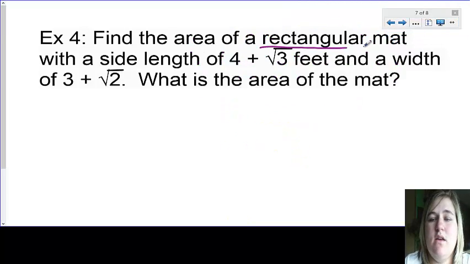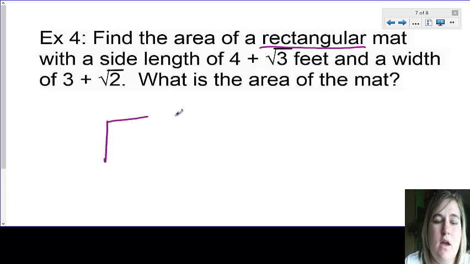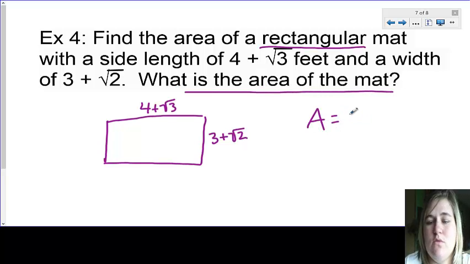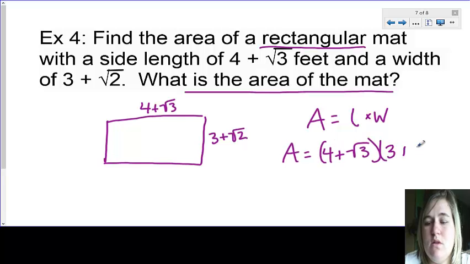Find the area of a rectangular mat. So if it's a rectangle, I'm going to draw my rectangle. And it has a side length of, not 4x, 4 plus radical 3. So 4 plus radical 3. And a width of 3 plus radical 2. And it wants us to find the area. Well, area of a rectangle is equal to length times width. We know what the length is, we know what the width is, so the area is equal to 4 plus radical 3 times 3 plus radical 2. That's a 2, not a 3.